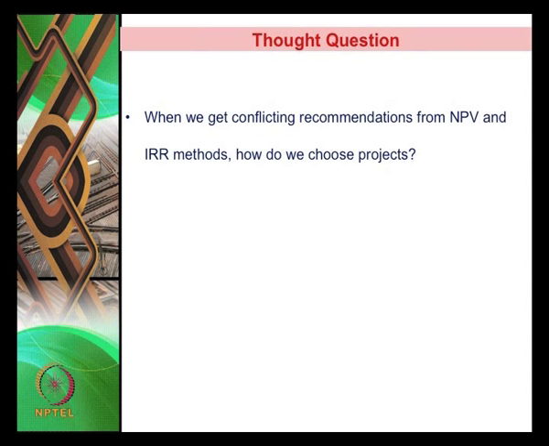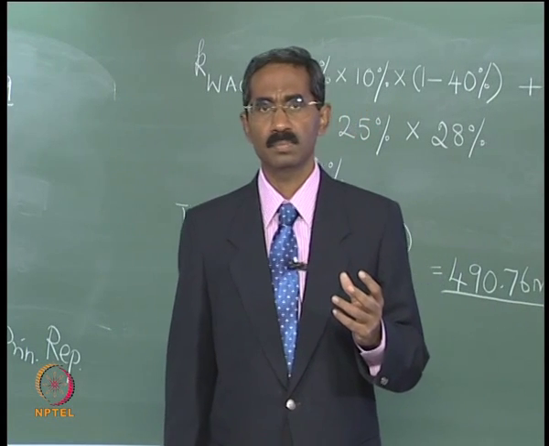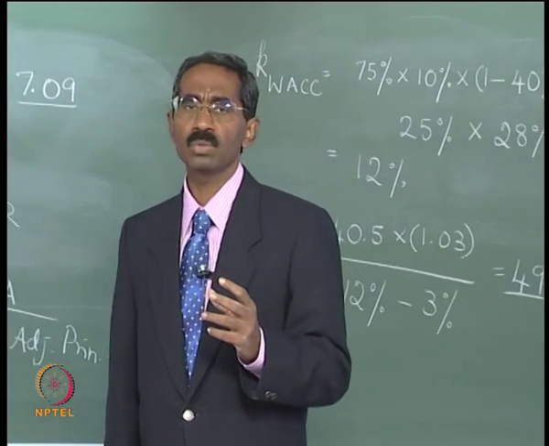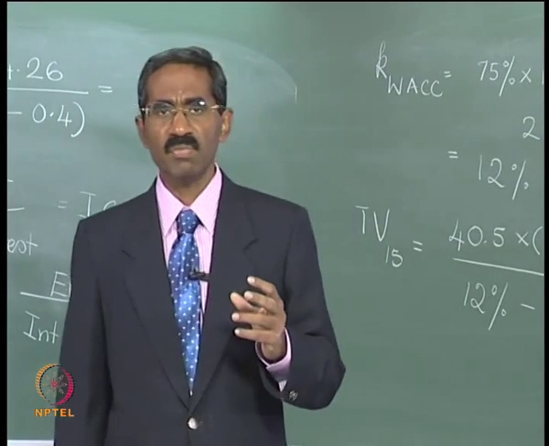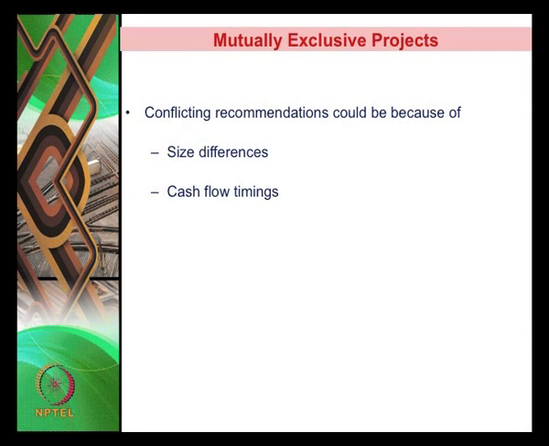So far our discussion has been that when you have a project with a positive net present value or an IRR that is more than your cost of capital, then you go ahead and choose the project. But when we get conflicting recommendations, when do we actually have to safeguard? An important situation that exists in reality is mutually exclusive projects.